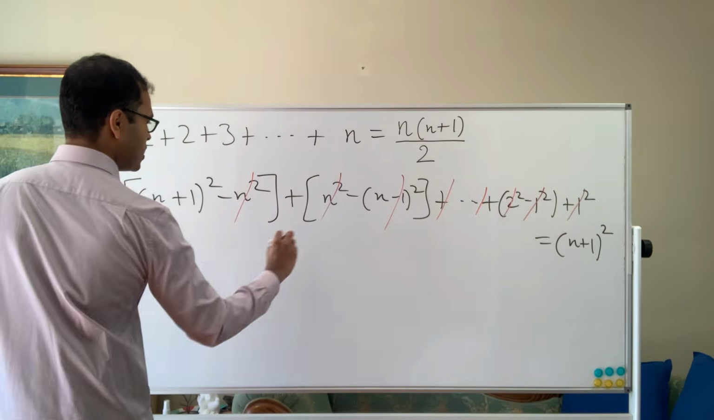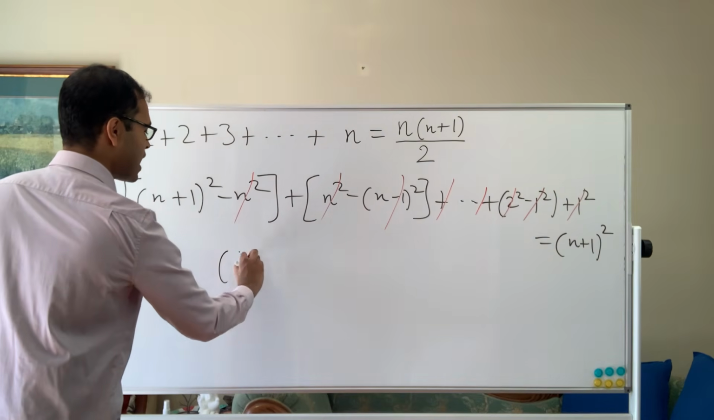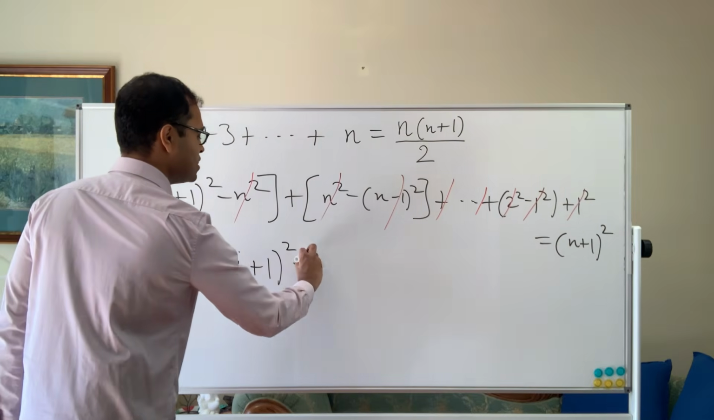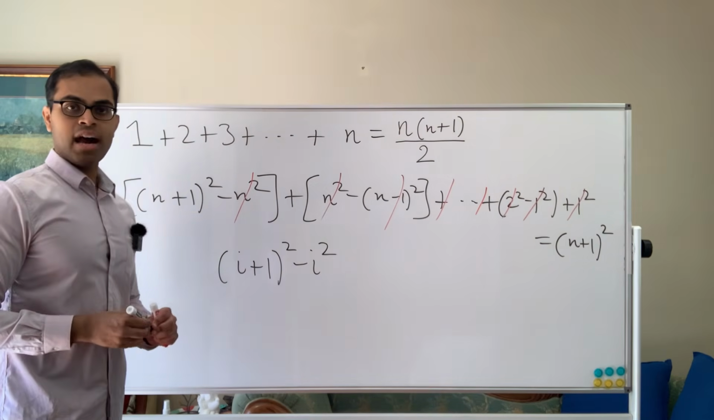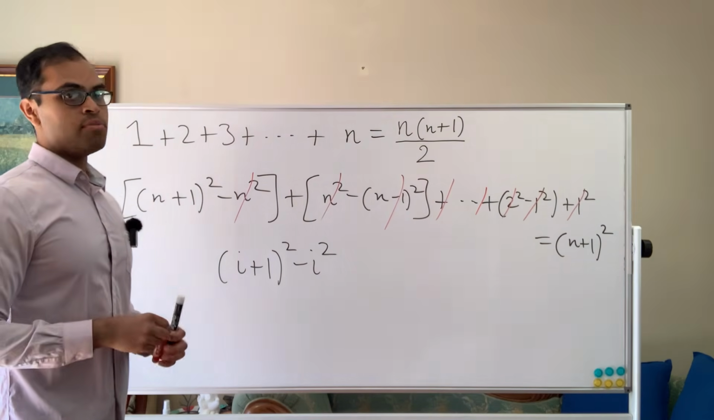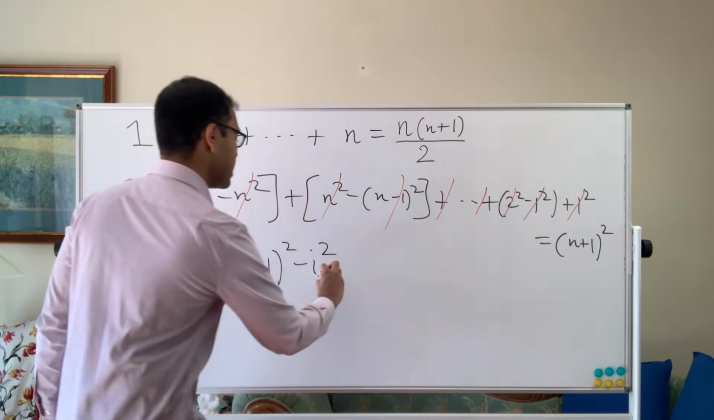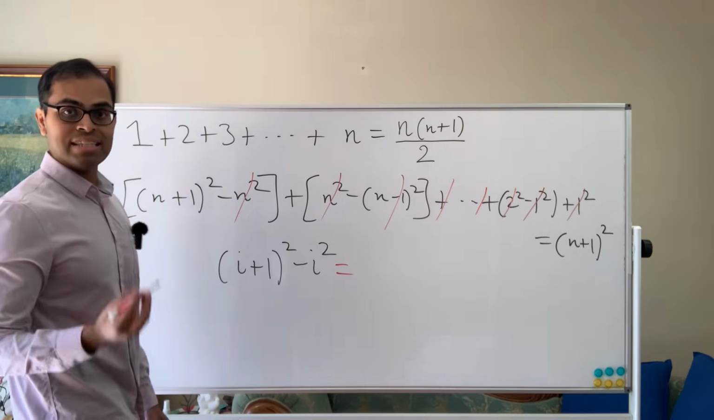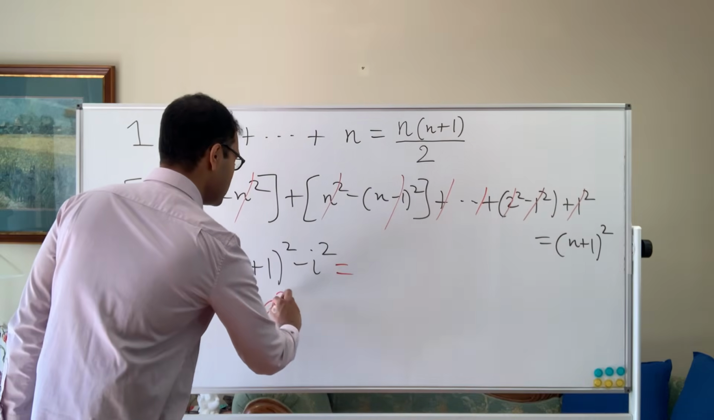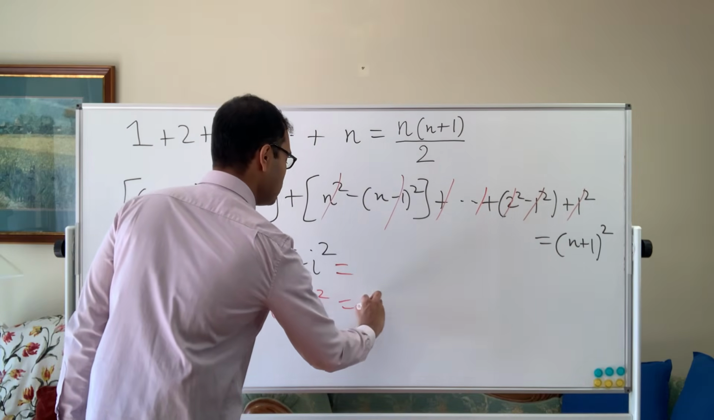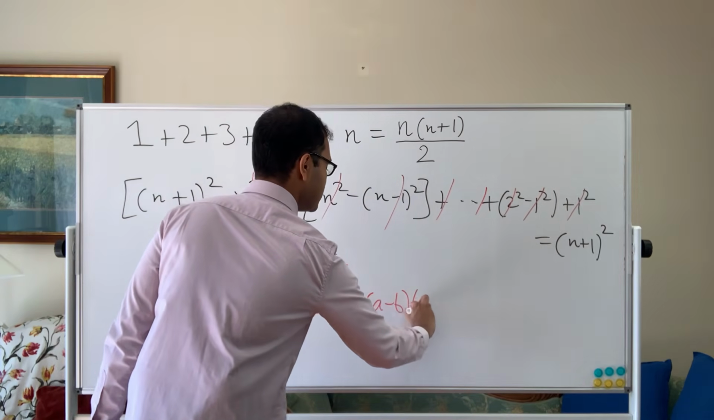But what we can do is, in general, if we have some expression like i plus 1 squared minus i squared, how are we going to figure this out? You can use the binomial theorem, you can use the difference of squares formula. So I'm just going to use the difference of squares formula here. a squared minus b squared is a minus b times a plus b.